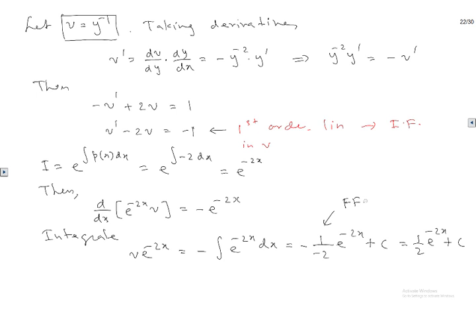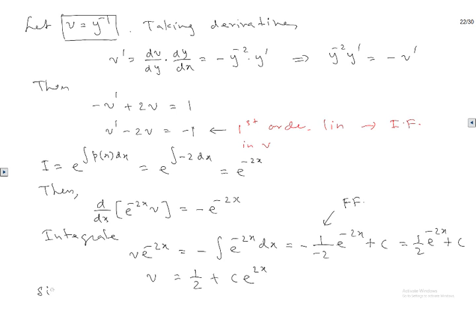Good. And then what we can do, we're going to multiply by e to the 2x. So once you multiply by e to the 2x, it's going to be 1/2 plus c e to the 2x. Now we know that v equals, what is the negative one?